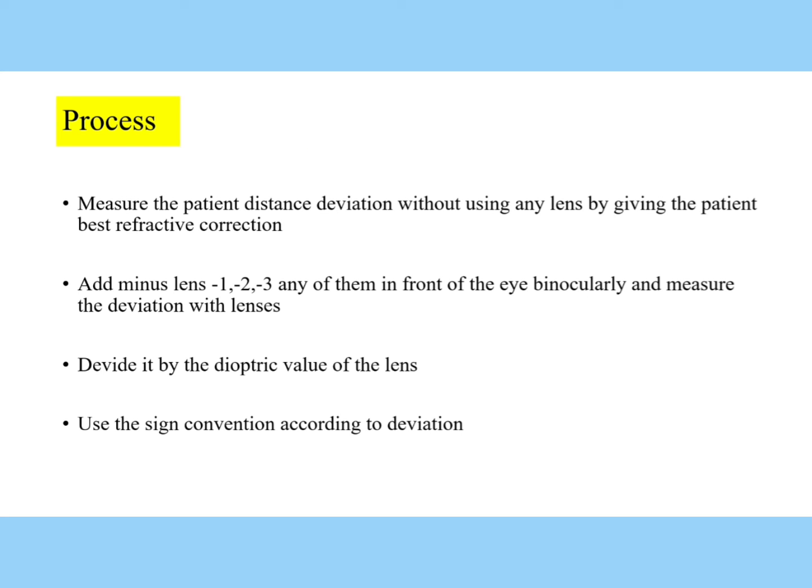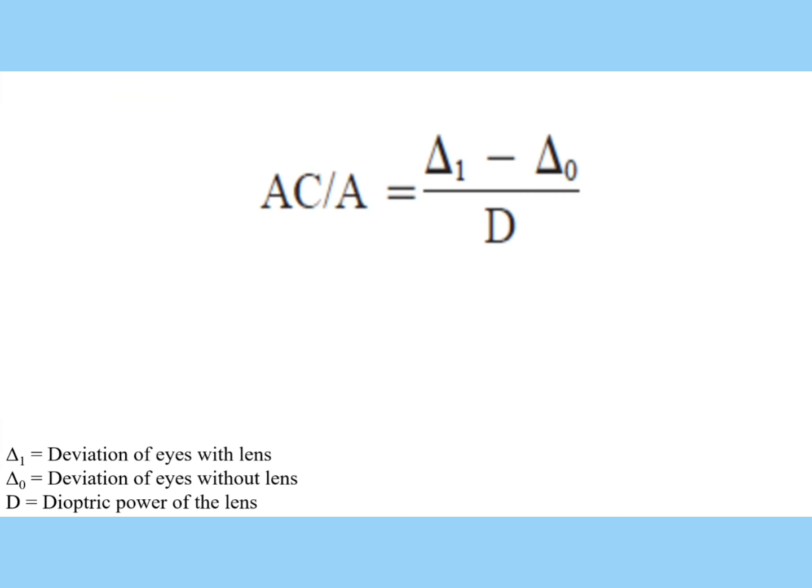So the process is to measure the patient's distant deviation without using any lens, giving the patient the best refractive correction. Here you need to make the patient fixate at a specific distance, then measure the deviation for that fixation distance without using any lens. Then add minus lenses. You can use -1, -2, -3, any of the lenses in front of the patient's eye. Binocularly measure the deviation with lenses. Now divide it by the dioptric value of the lens, and also don't forget to use the sign convention. Okay, eso positive sign or plus, exo minus.